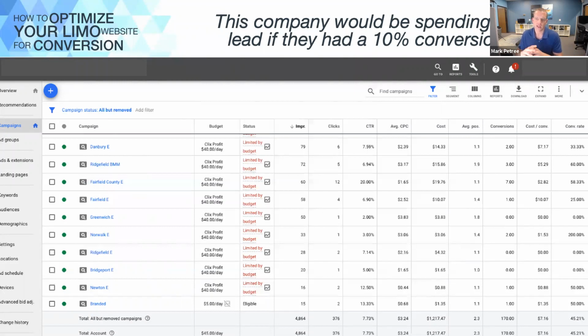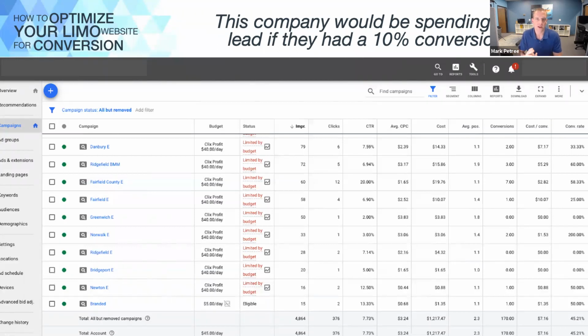And so let's just pretend they were converting at a 10% conversion rate, which is pretty standard for websites that have not had conversion rate optimization done to them. If they were converting at 10%, they would be spending $32 per lead. Whereas in this, converting at 45%, they're only paying a little over $7 per lead. Okay, so that's a massive, massive difference.